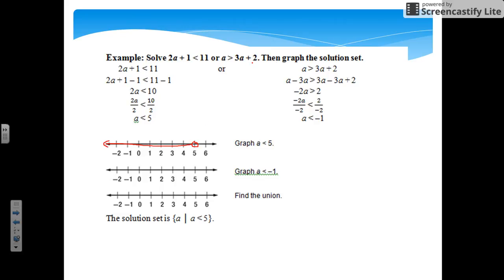And for the other part of the or statement, we solve a is greater than 3a plus 2. And when we solve that, we find out a is less than negative 1. So we'll graph that. Less than negative 1, not 1. Now, since negative 1 is technically still less than 5, we'll start at the 5, and then everything in that section will be the answer.